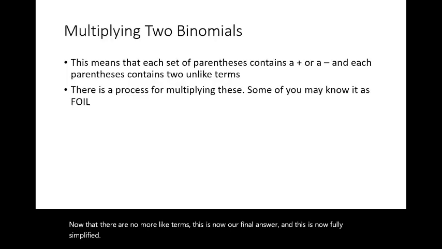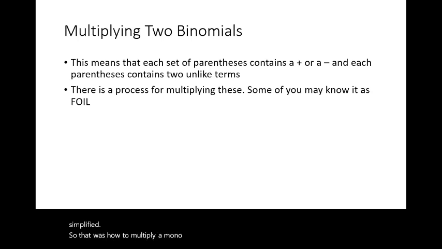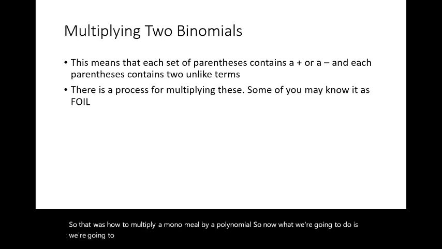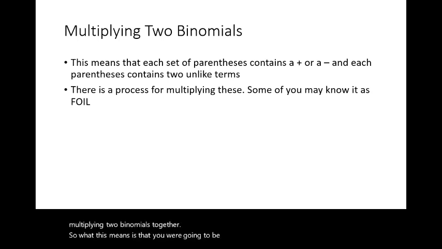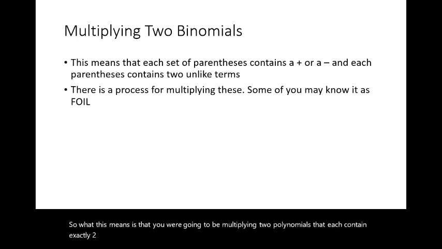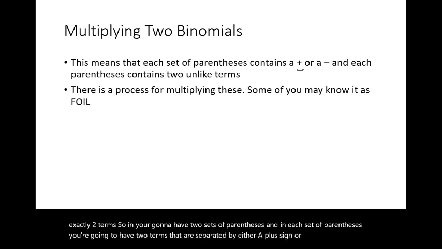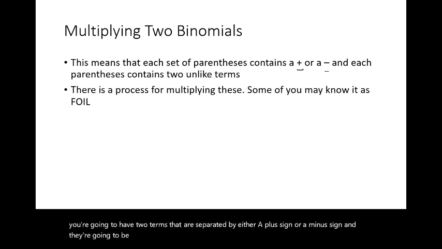So that was how to multiply a monomial by a polynomial. So now what we're going to do is we're going to slowly increase the number of terms. So for this next part, we're going to be multiplying two binomials together. So what this means is that you are going to be multiplying two polynomials that each contain exactly two terms. So you're going to have two sets of parentheses. And in each set of parentheses, you're going to have two terms that are separated by either a plus sign or a minus sign. And they're going to be unlike terms in each of the parentheses.